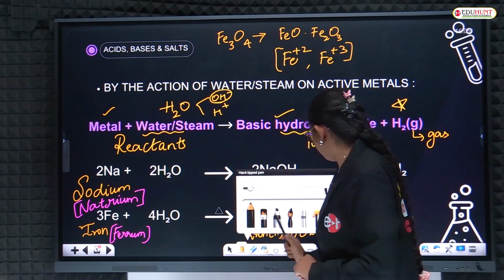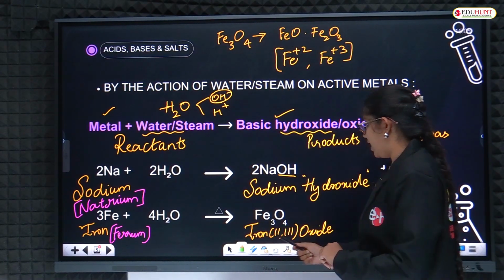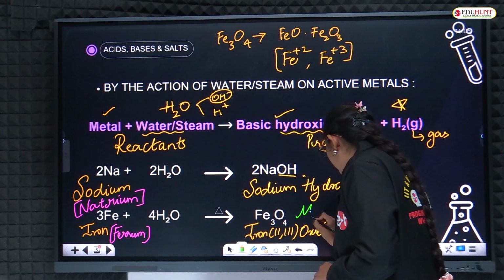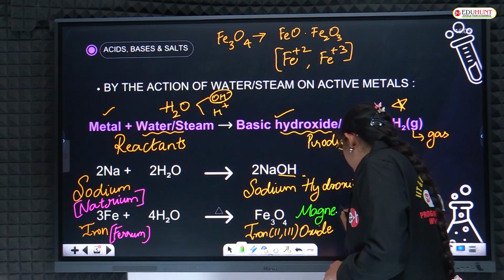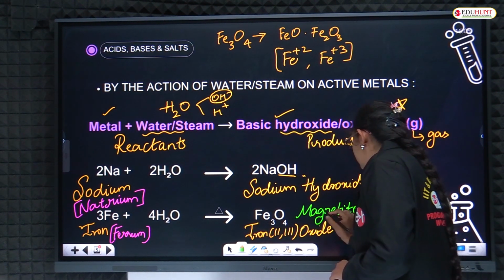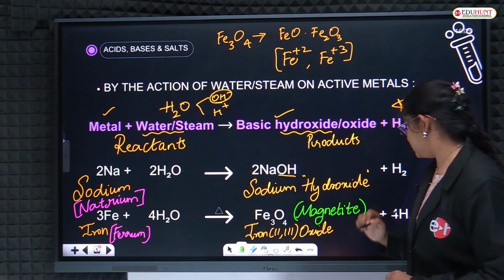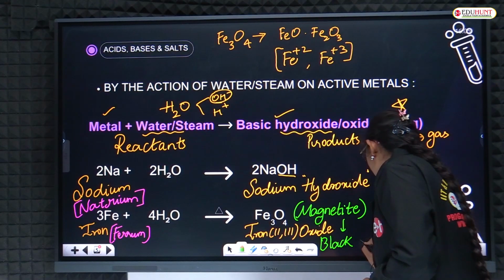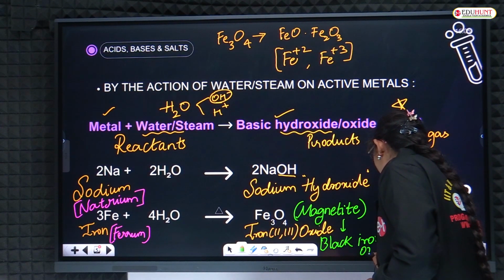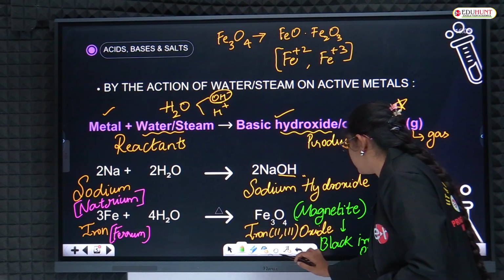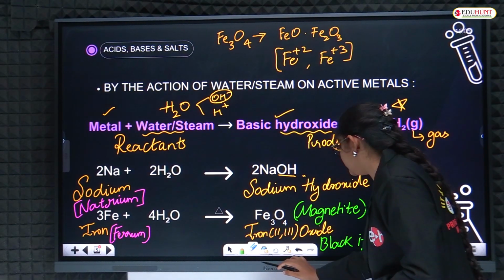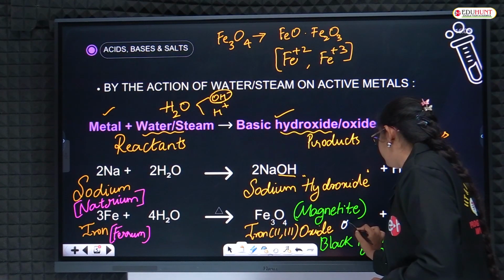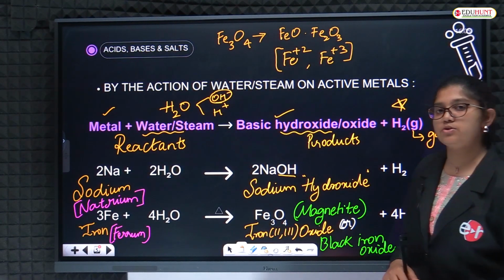And there is one more name for that particular iron 2,3 oxide. Do you know what that is? The mineral name of this is magnetite. What is it, children? Magnetite. And it is also called black iron oxide. Okay. These are the names for Fe3O4.